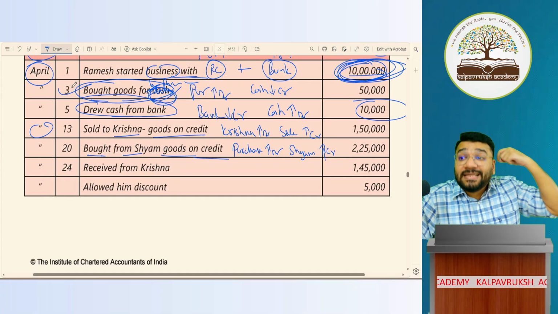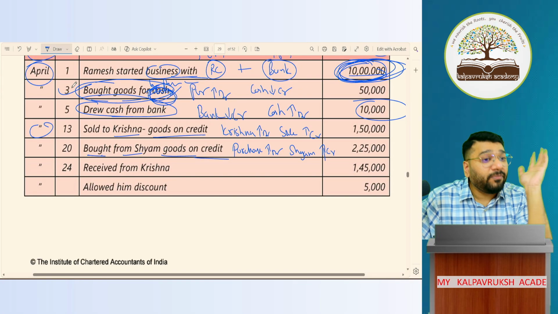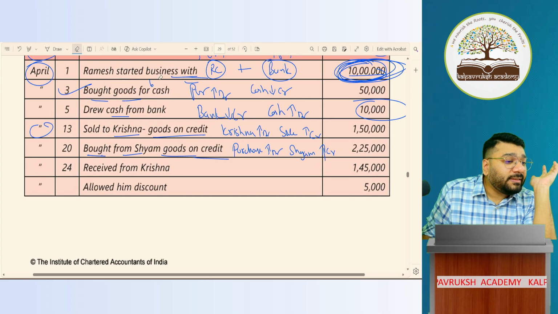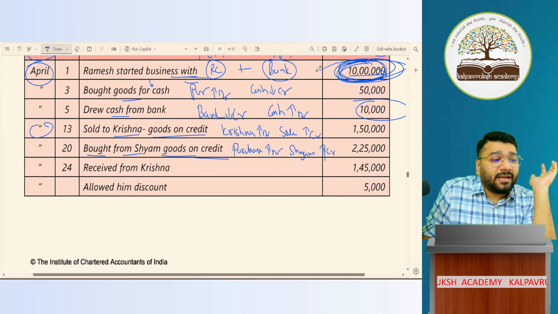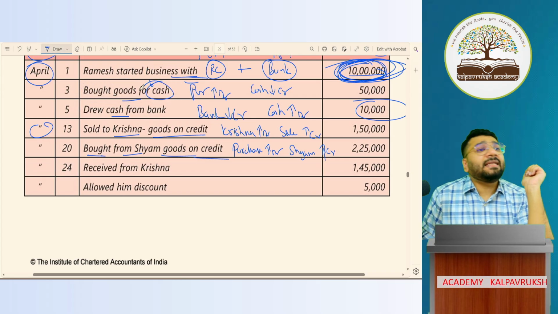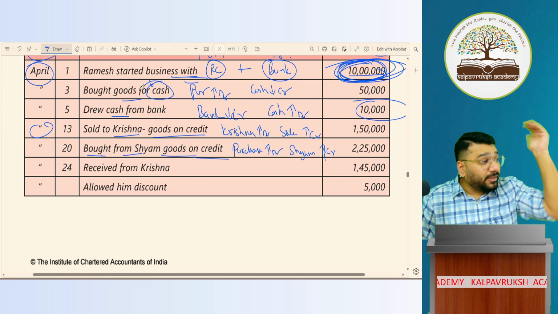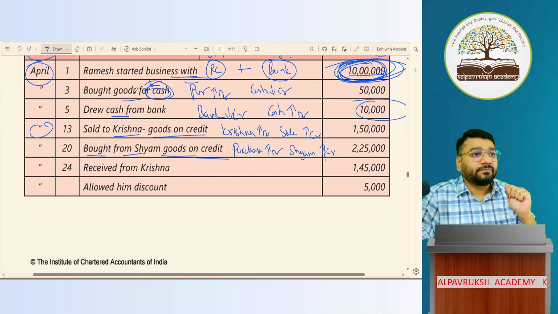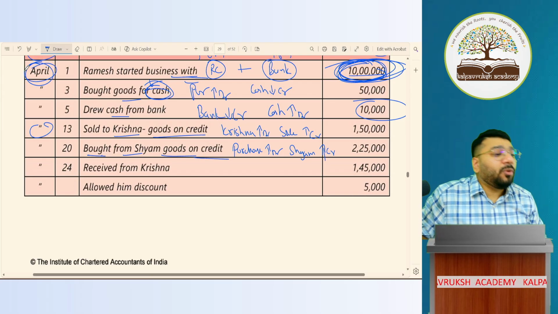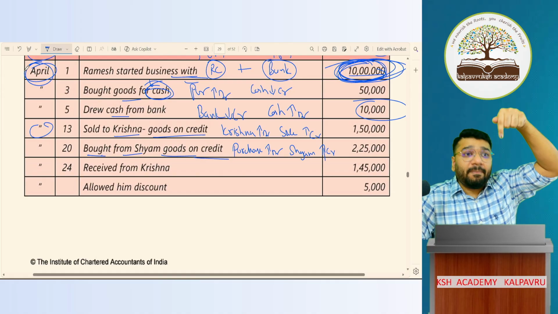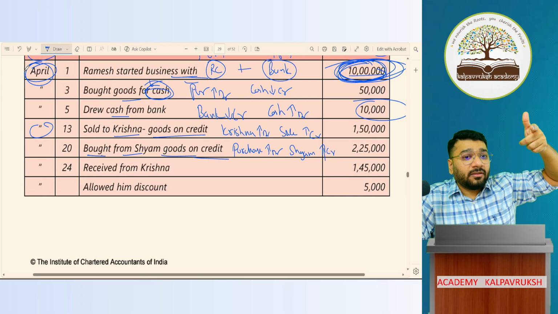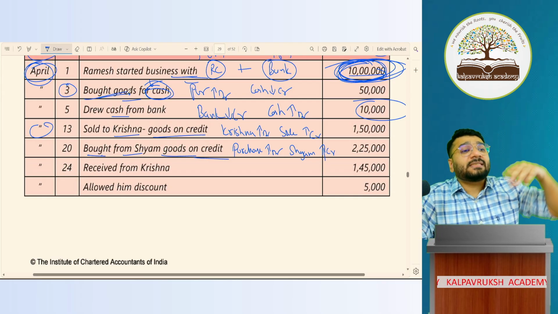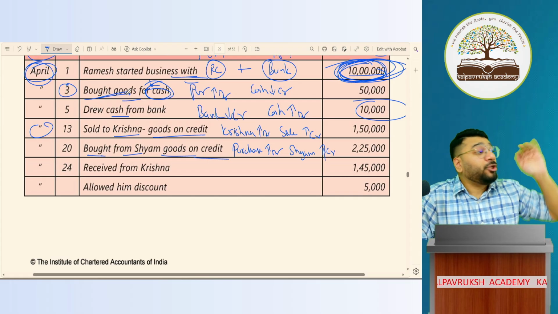But by chance, if these types of questions come in the exam, you should have presence of mind that, boss, the 10 lakh total amount is there in the bank. The purchase is in cash. Cash is not there in hand. In that case, you'll assume cash equals bank and give a note. Since on April 1 the capital was introduced in the bank and no cash is available, we're assuming that the goods bought on the 3rd of April were paid for by cheque. You have to write a note.